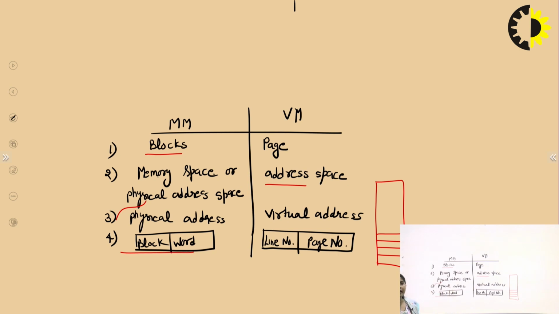The format of the physical address uses the block and word, and the virtual memory has a page number and line number. This particular block is identified with the help of the physical address, and in the virtual memory it can be identified with the virtual address.